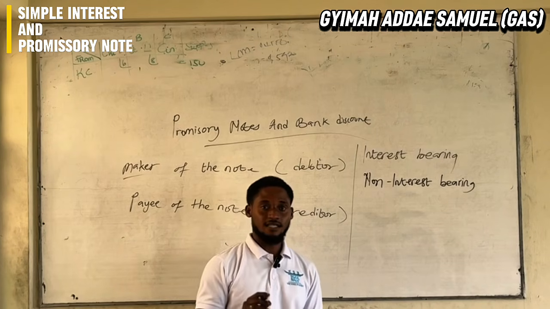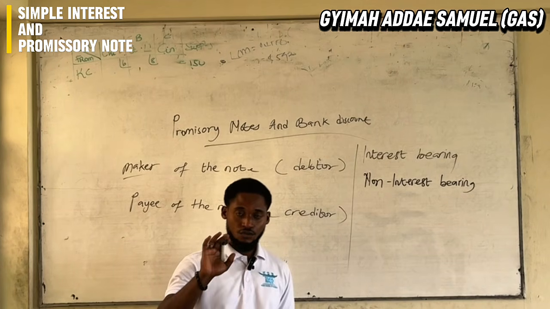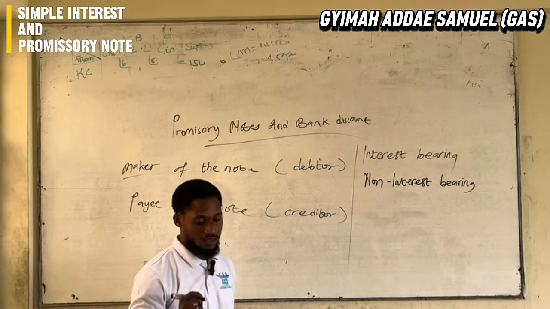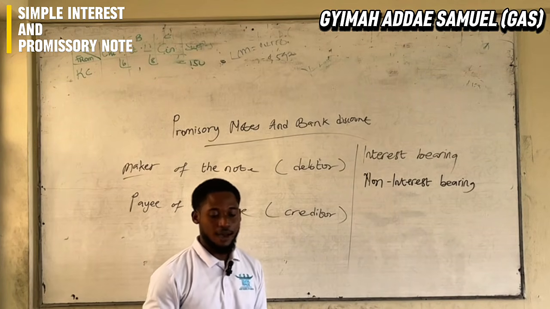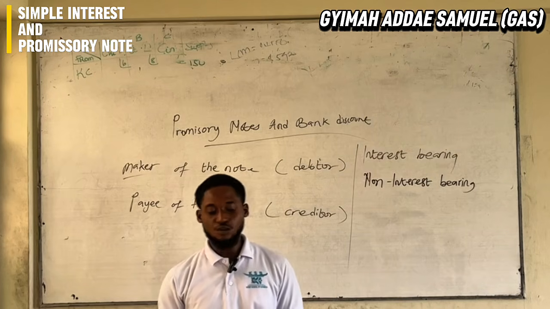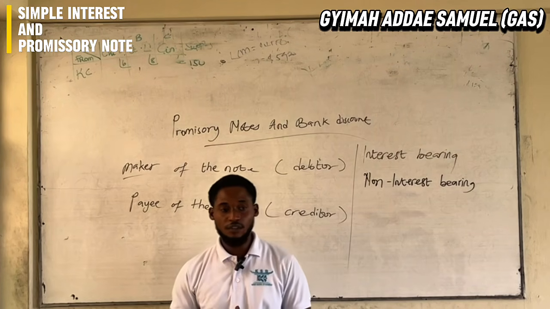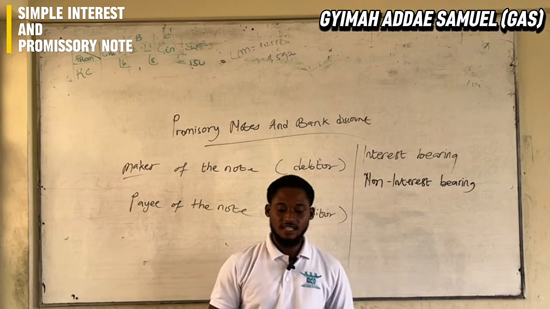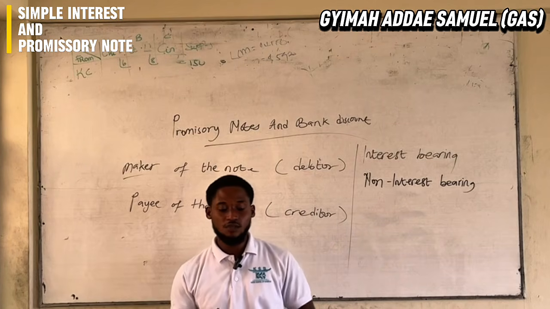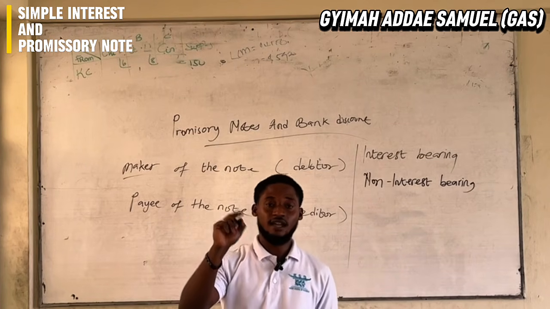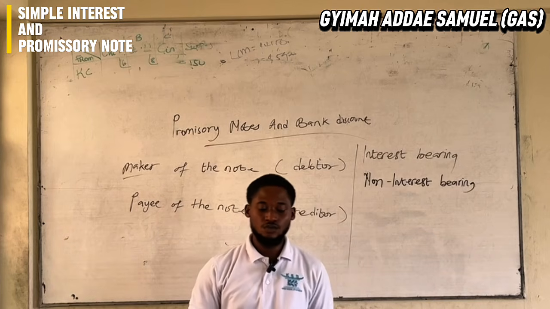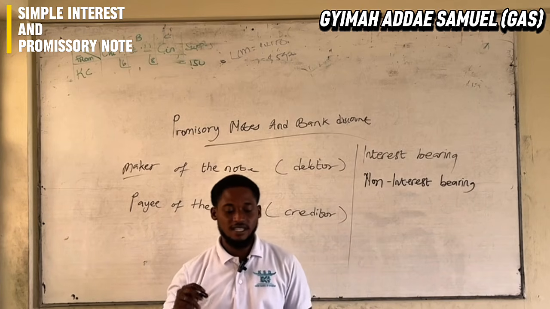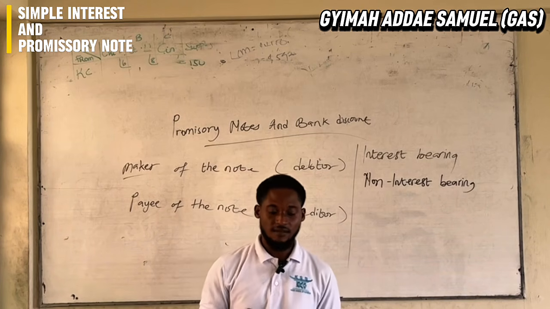So as you view the note, listen to the explanation. The face value of the note is the amount stated in the note. So the face value is the 18,700 Ghana cedis you are seeing now on your screens.